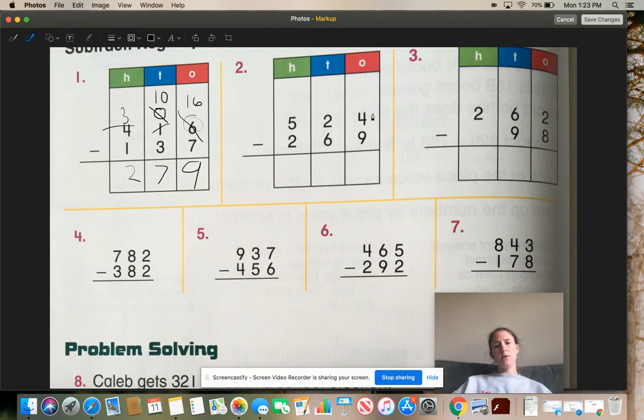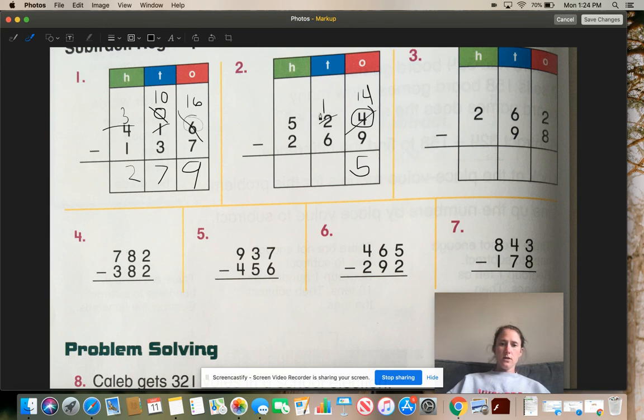Let's do the next one. Circle that 4. If I have 4 pieces of candy, can you take 9 away from this? Try to take 9 away from 4. You can't. So I need to go next door, and my 2 becomes a 1, and my 4 becomes a 14. Like that. So 14 minus 9 is 5.